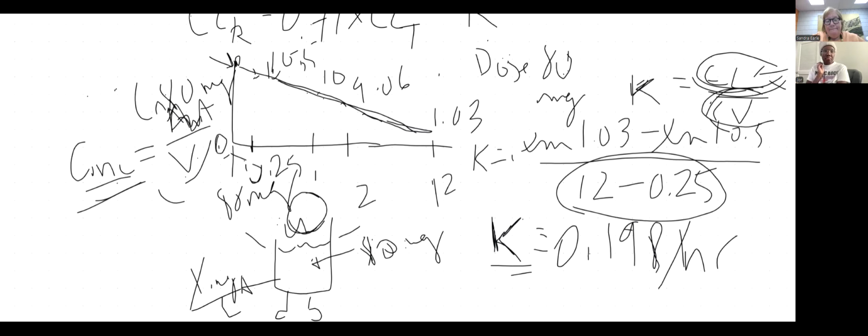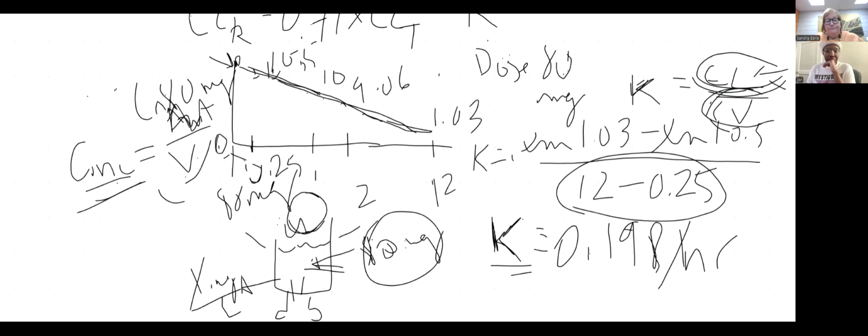So the volume would be the concentration. You said it will be at zero, right? It has to be at zero, because once we start traveling down here, this is going to start to be eliminated and it won't represent our 80 mil. It's got to be right when it's given, before it starts to get eliminated, right?